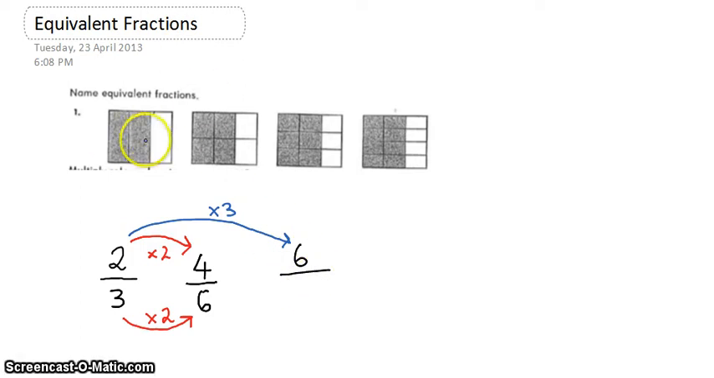And then I need to multiply for the total number of parts. If in the total number of parts there are 3 and I multiply that by 3, I'm going to get 9. So the next equivalent fraction to 2/3 is 6/9. These all equal 2/3.